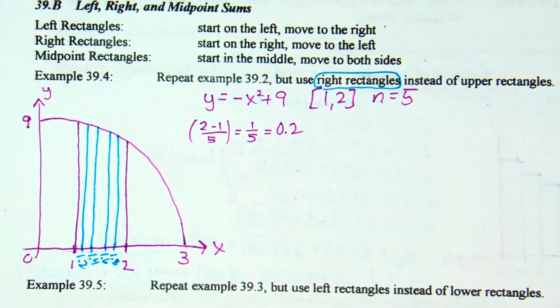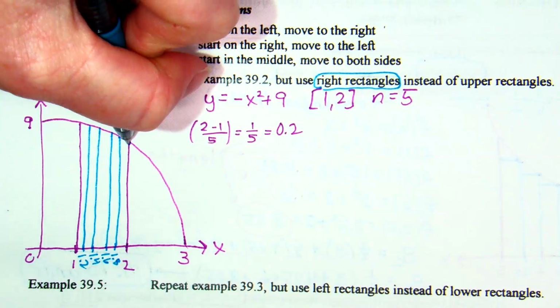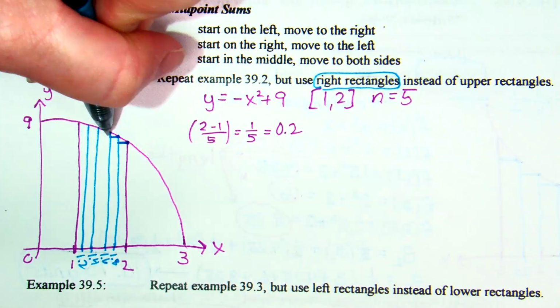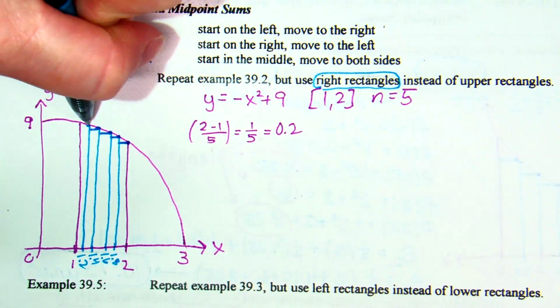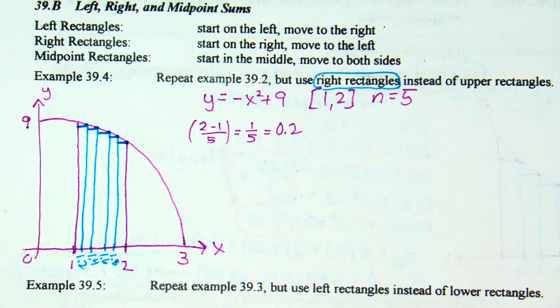What's a right rectangle mean? Start right, move left. So I'm going to start at 2, draw it over. I'm going to start at 1.8, draw it over. I'm going to start at 1.6, draw it over. I'm going to start at 1.4 and draw it over. I'm going to start at 1.2 and draw it over. Which number does not get used? The 1. Okay, this is also equivalent had they told us to do lower rectangles. This is lower rectangles, happens to be.